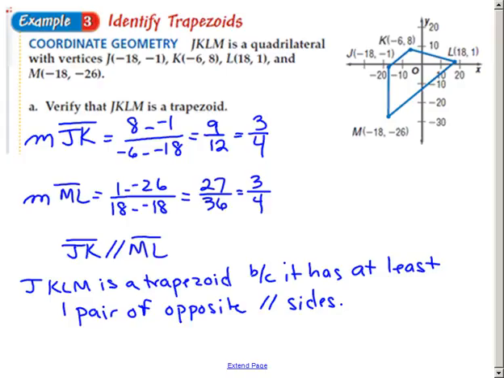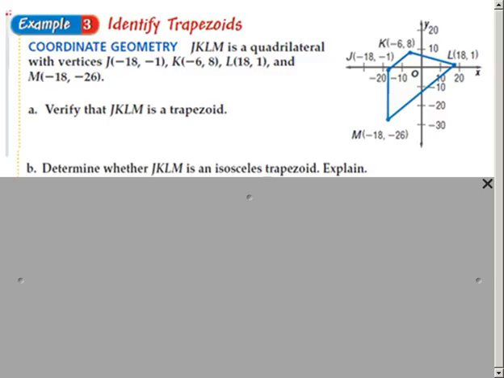Now what I like to do is to see if this is an isosceles trapezoid. So based on my data, please give students a moment to determine whether or not JKLM is an isosceles trapezoid. Please pause and allow this to happen.